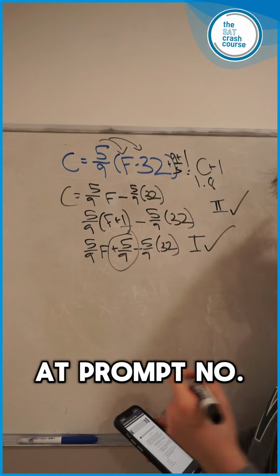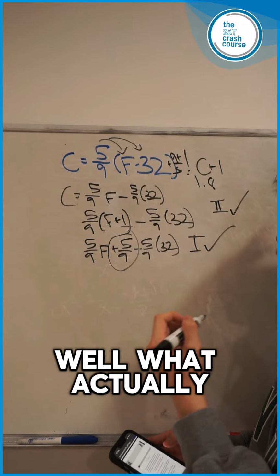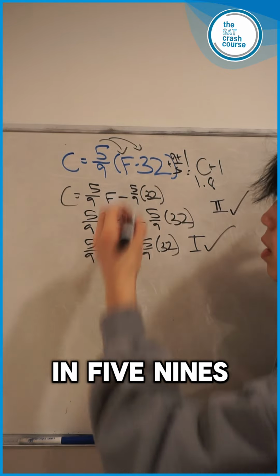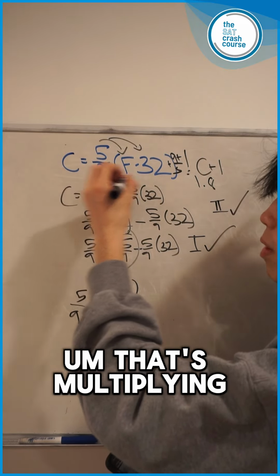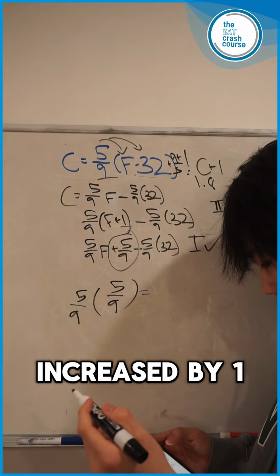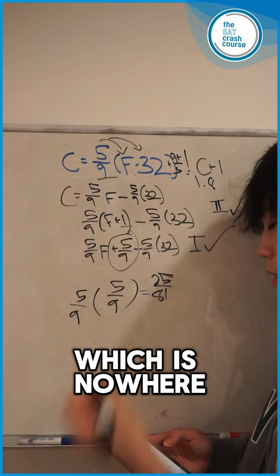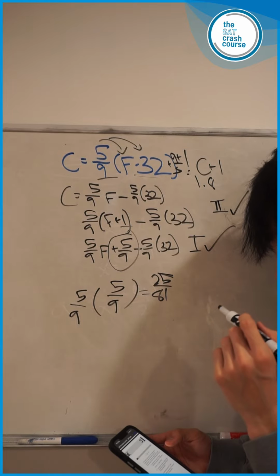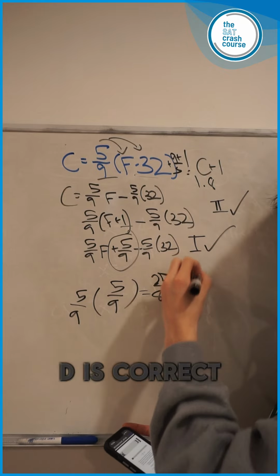Now let's look at prompt number 3. What happens if we increase it by 5/9 of a degree Fahrenheit? Well, what actually happens is we're going to have an increase of 5/9 times 5/9, because we have a factor of 5/9 that's multiplying our entire Fahrenheit expression. So what we end up getting is not an increase by 1, but an increase by 25 over 81, which is nowhere near a 1 degree increase for Celsius. So therefore, scenarios 1 and 2 are true, but scenario 3 is not. So that means that answer choice D is correct.